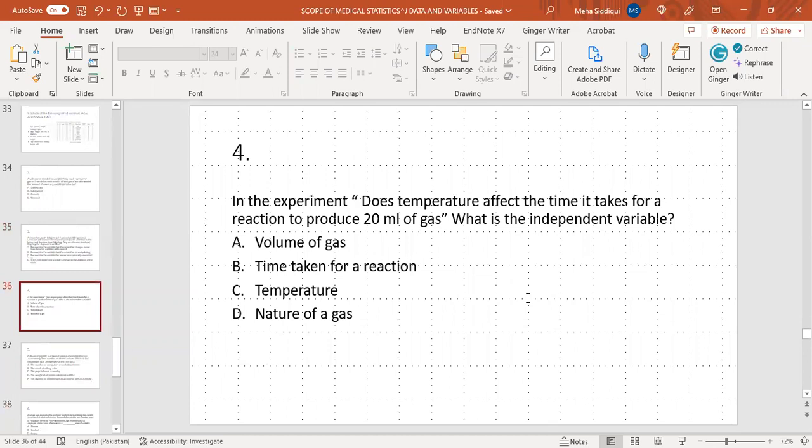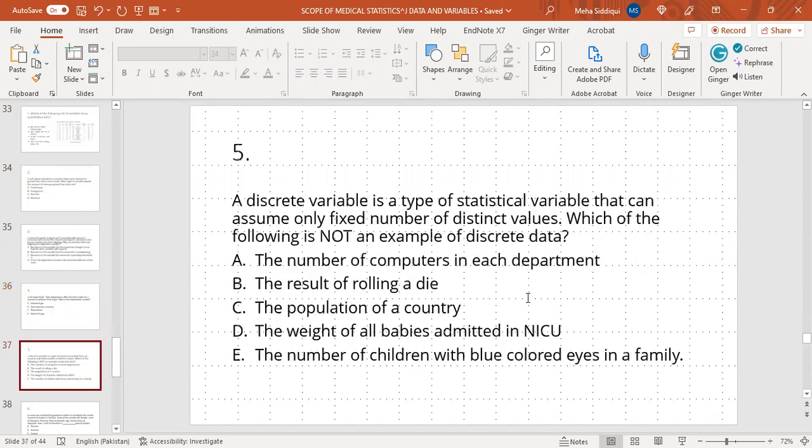MCQ number 4. In the experiment, does temperature affect the time it takes for a reaction to produce 20 ml of gas? Now, in this statement, what is the independent variable? Volume of gas, time taken for a reaction, temperature, or nature of a gas. The independent variable is temperature. C.